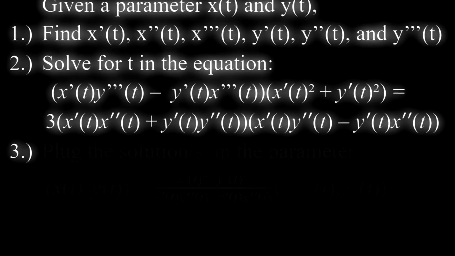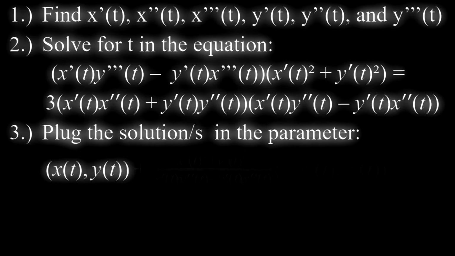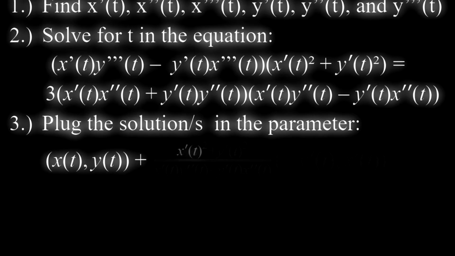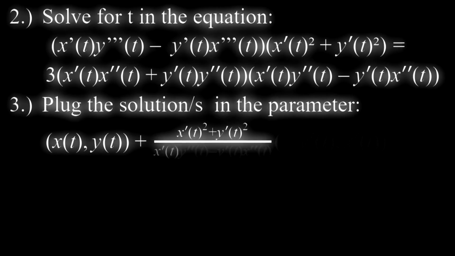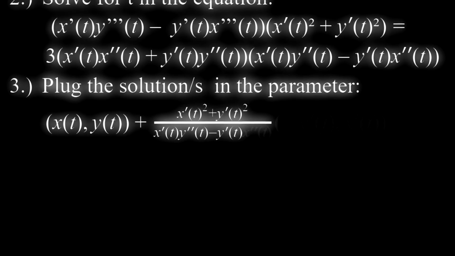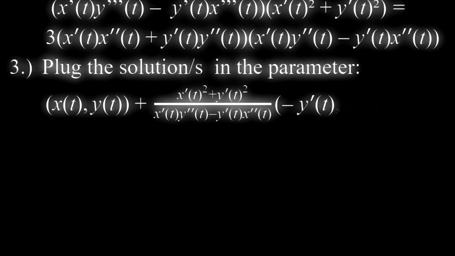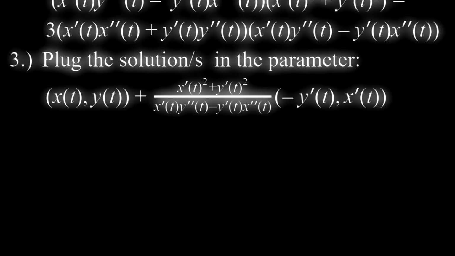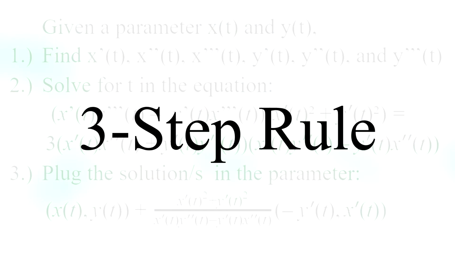Step 3: plug the solutions into the parameter x(t), y(t) plus x prime t squared plus y prime t squared, all over x prime t, y double prime t, minus y prime t, x double prime t, times the coordinate negative y prime t, x prime t. And these are the 3 steps that lead to the pseudo-focus of a parameter, which makes this our 3-step rule.